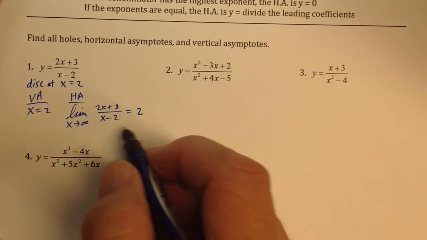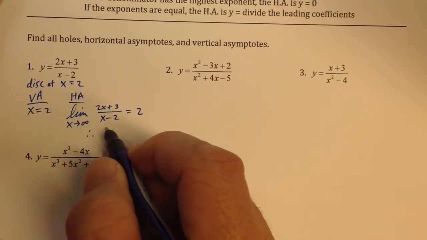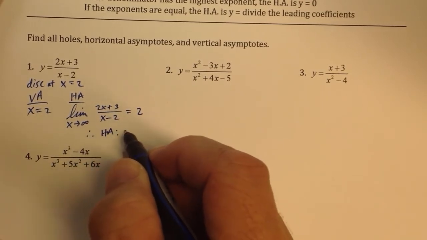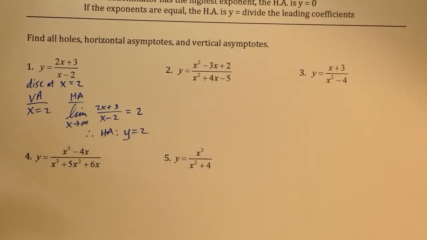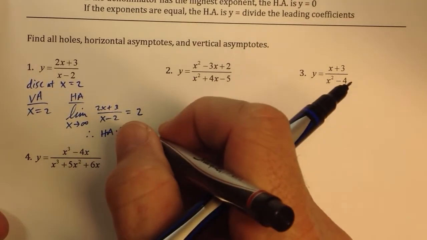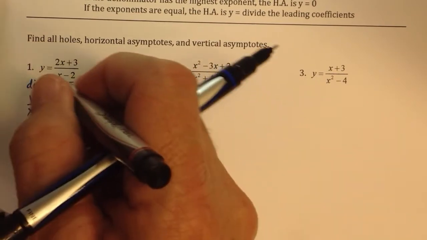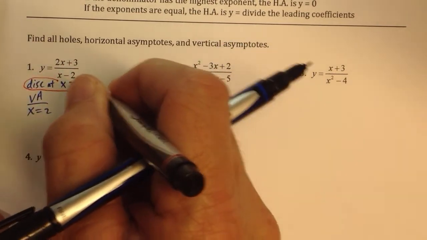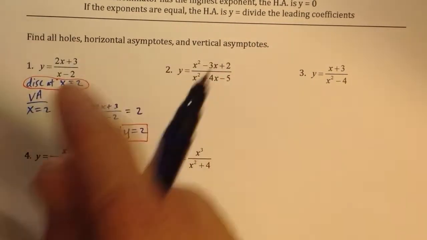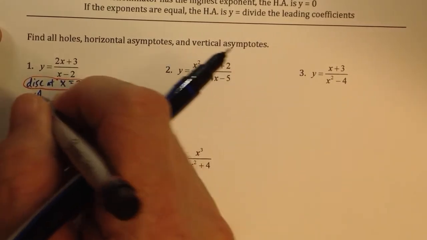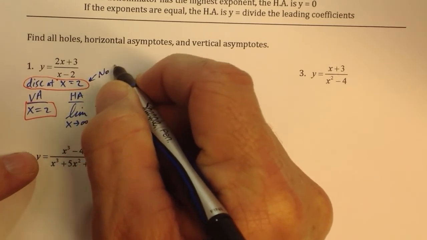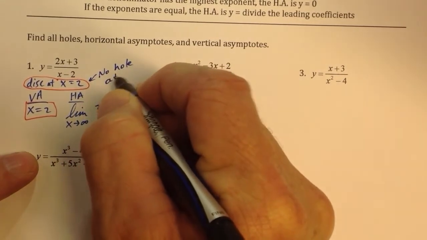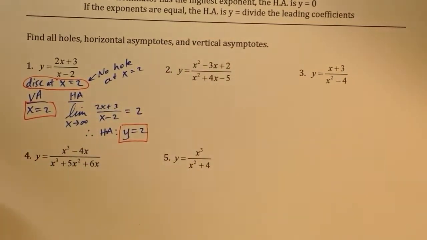That's a real number less than infinity, therefore the horizontal asymptote is y equals 2. Okay, and we should be able to see here that since we have only one discontinuity at x equals 2, it means that discontinuity represents a vertical asymptote. We have no hole at x equals 2. We have that vertical asymptote.